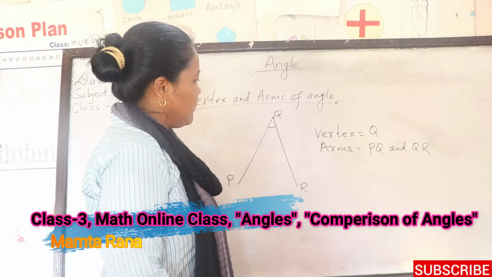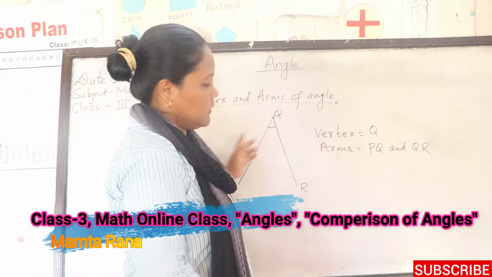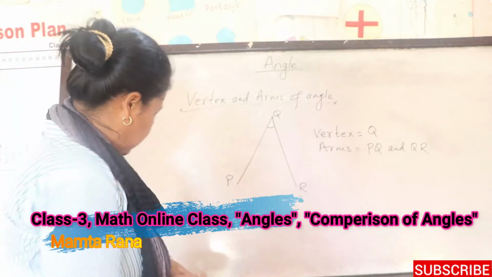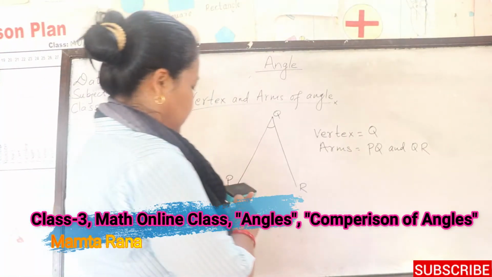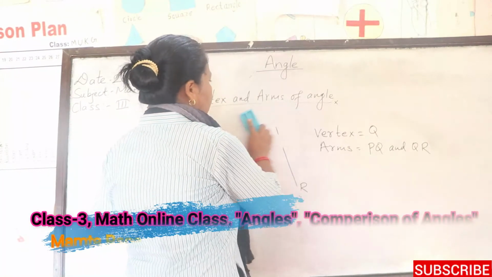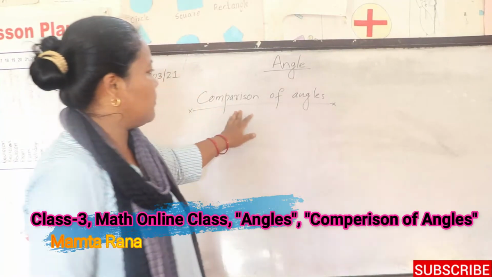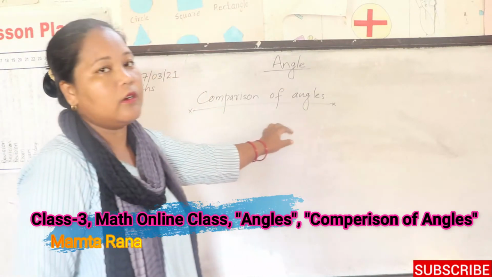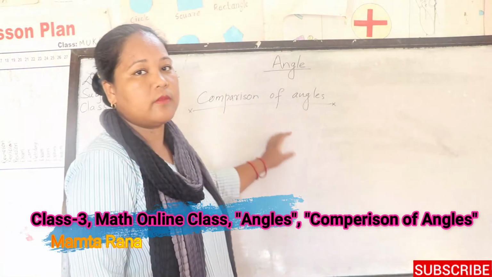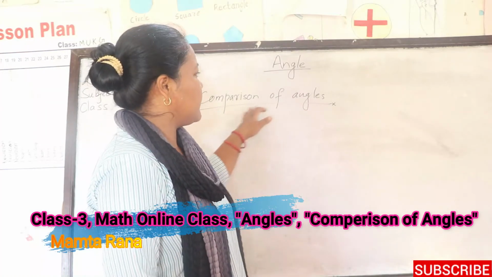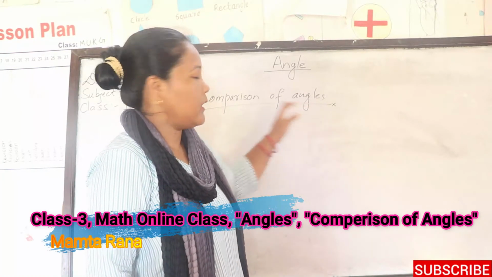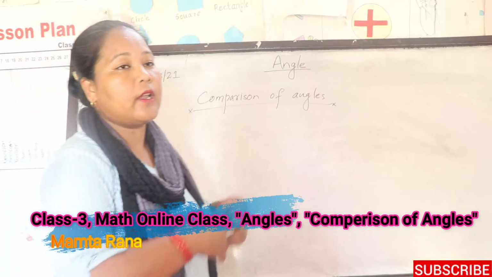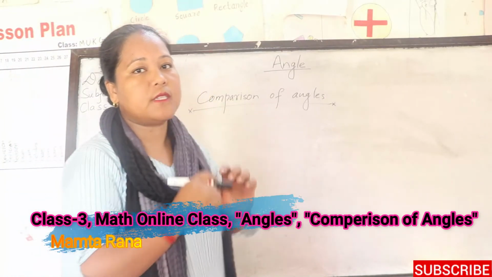Okay, any problem? No. Okay, and next, comparison of angles. Very easy topic. Just now we learned the vertex and the arms of the angle, and now the comparison of angles. Comparison means which angle is bigger and which one is smaller.